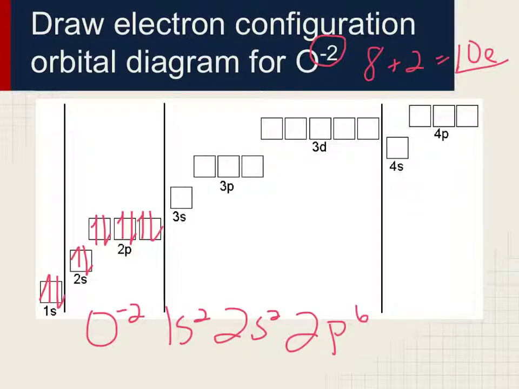Okay, so now what we've done is we've gone over the shapes of the orbitals. We've gone over how to go about writing electron configurations and drawing orbital diagrams. We've gone over Hund's rule, the Pauli exclusion principle, and the Aufbau principle. You should now be ready to complete the homework assignment that I gave you last week.